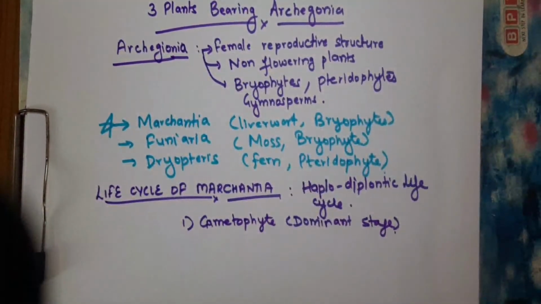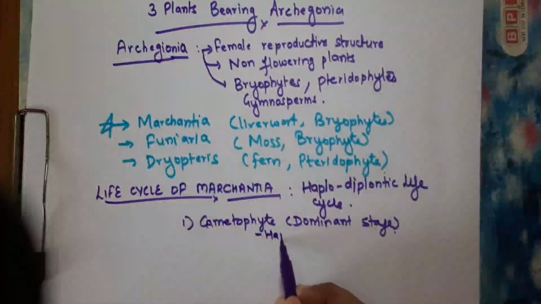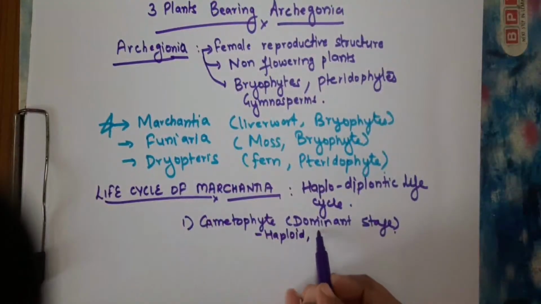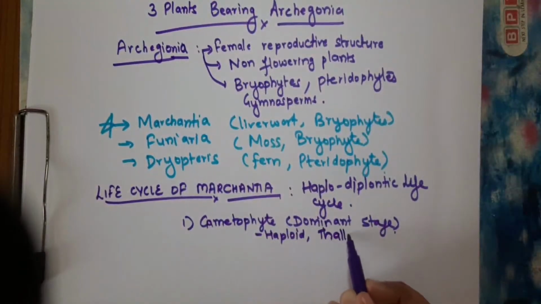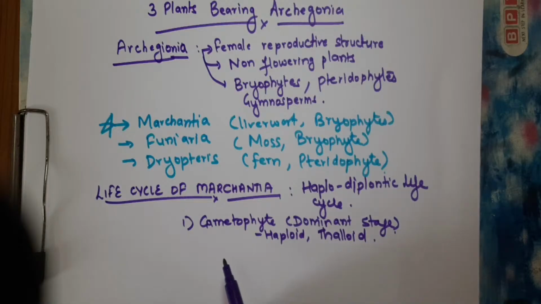Okay, the main body of Marchantia is haploid, so this is a haploid, thalloid body. There are special structures like archegoniophores, that are the female organs, and the antheridiophores, that are the male organs, and they are borne on the thallus only. The archegonia will produce the eggs, and the antheridia will produce the motile sperm.